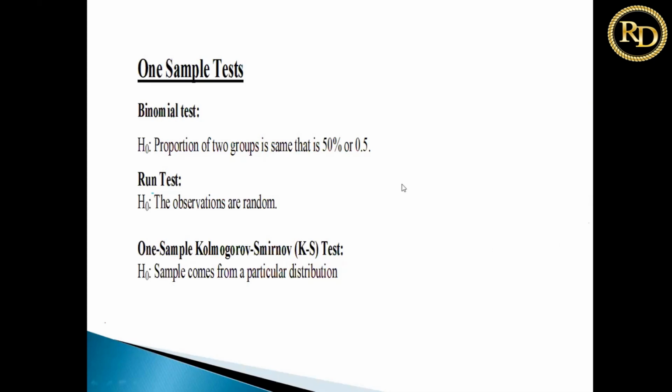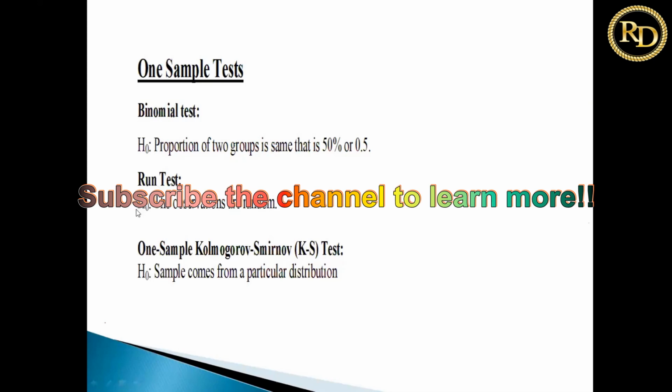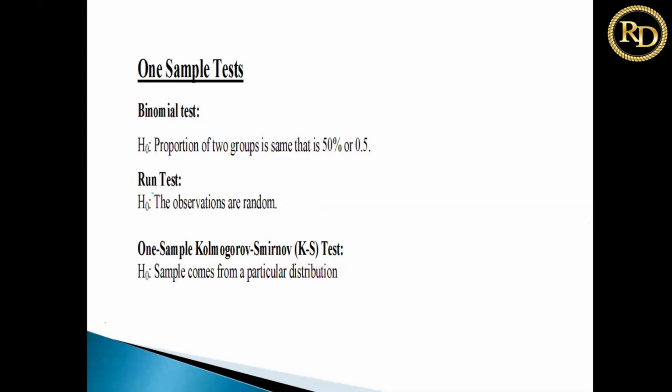Okay, now we come to one sample tests, and those are the binomial test, run test, and one sample Kolmogorov-Smirnov test. Here the null hypothesis for the binomial test is that the proportion of two groups is the same, that is 50%, 0.5 probability of success or something else. The run test tests whether the observations are random or not. Here the null hypothesis is that the observations are random. It means the observations in the sample are independent.